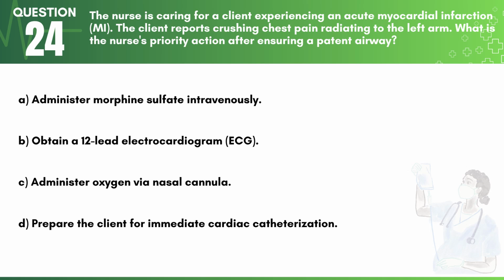Question 24. The nurse is caring for a client experiencing an acute myocardial infarction, MI. The client reports crushing chest pain radiating to the left arm. What is the nurse's priority action after ensuring a patent airway? A. Administer morphine sulfate intravenously. B. Obtain a 12-lead electrocardiogram, ECG. C. Administer oxygen via nasal cannula. D. Prepare the client for immediate cardiac catheterization.